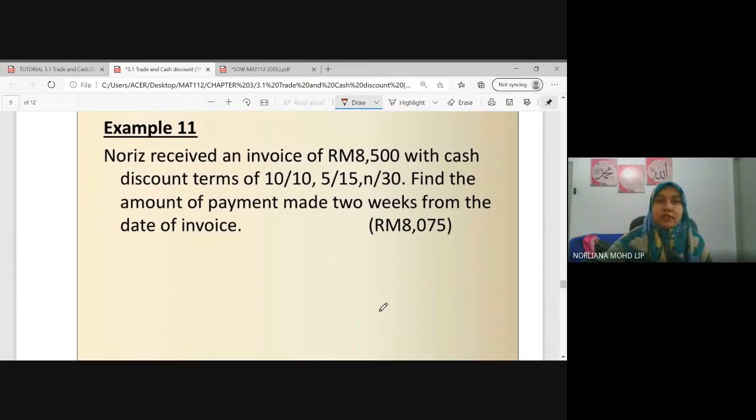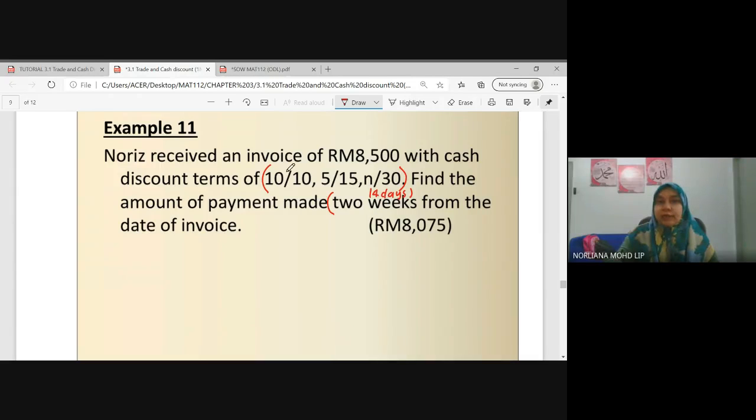Example 11. The Norris received an invoice of 8,500 with a cash discount of 10/5, 15, net 30. Find the amount of payment if payment is made 2 weeks from the date of invoice. 2 weeks, 14 days lah.